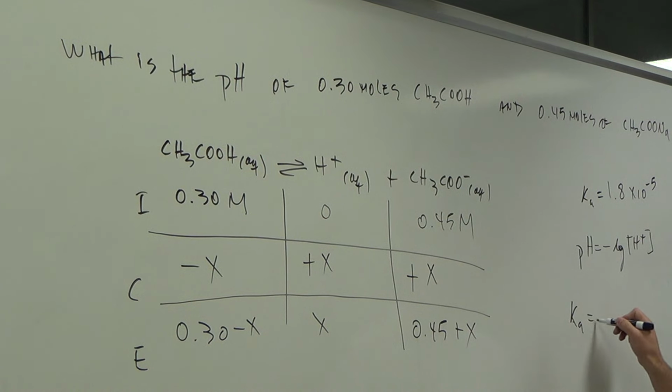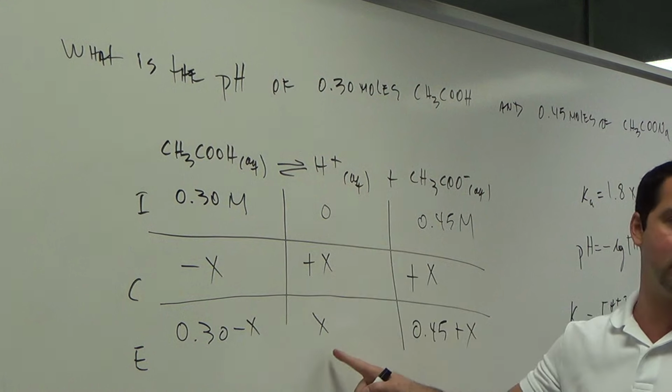Ka is equal to what? Products divided by reactants, divided by this, yes or no? Yep. I am going to plug stuff in. 1.8 times 10 to the minus 5 is equal to x and x. What is it? The concentration of H plus is what?